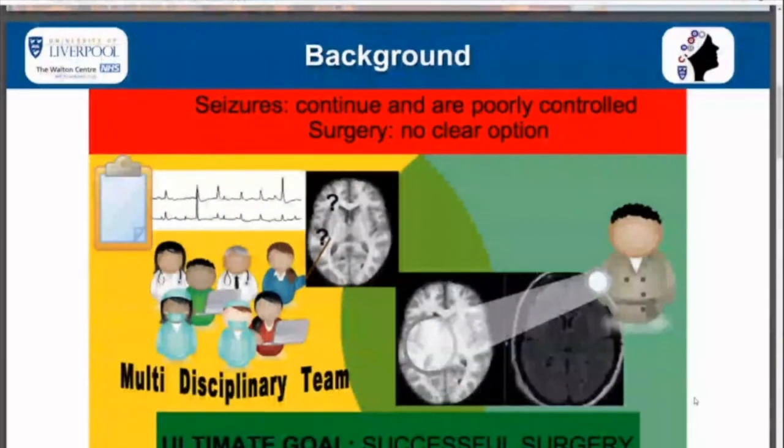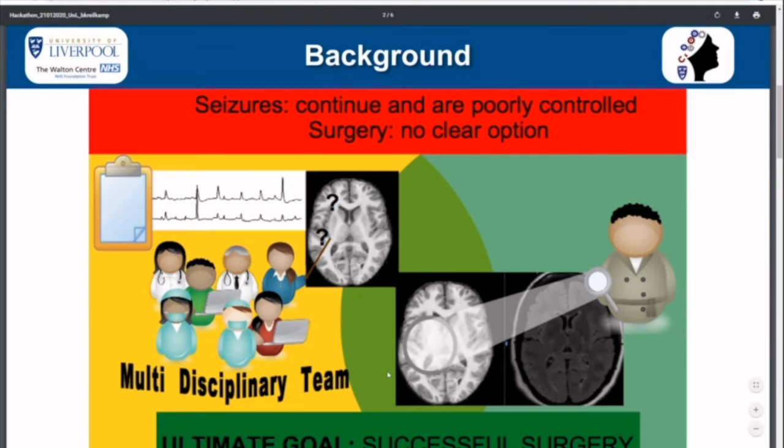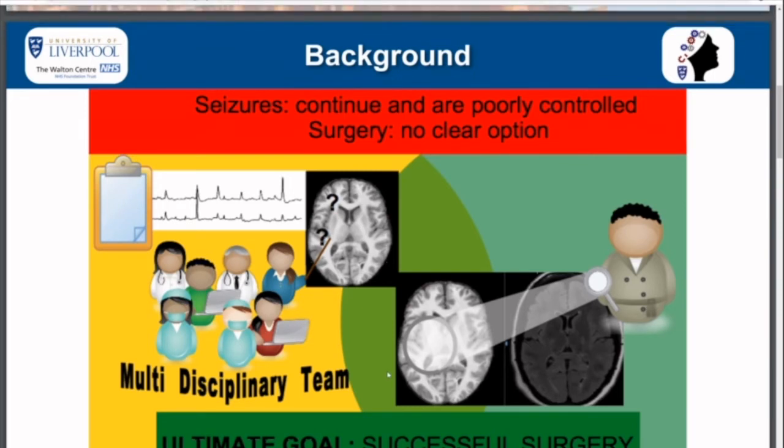The idea for epilepsy is that in many patients, about 40% of them, seizures continue and are not well controlled, either by anti-epileptic drugs or any other treatment options. Surgery also doesn't seem to be a clear option in these patients because no epileptogenic lesion can be found on MRI just by visual inspection. So these cases are discussed in the multidisciplinary team with all the clinicians, neuropsychologists, and surgeons.